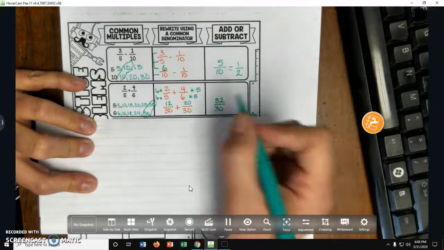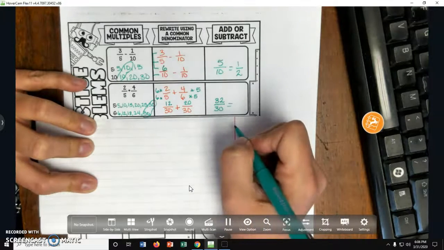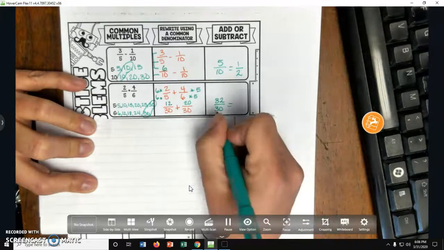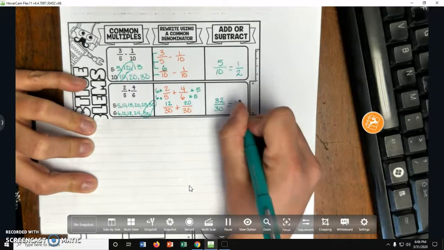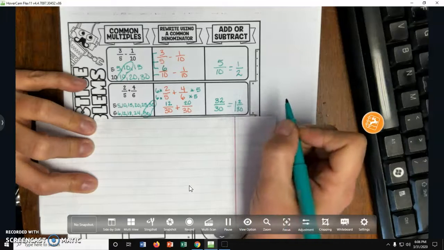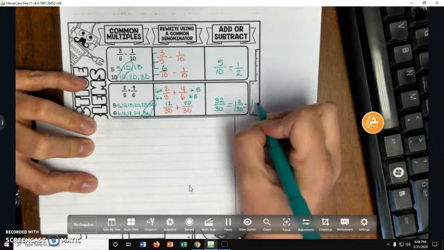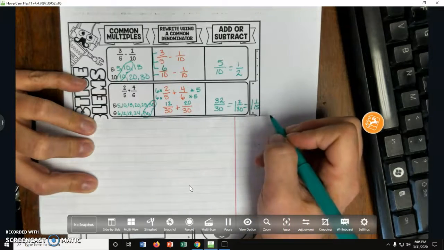Okay. Now we think about this. This is an improper fraction. My numerator is larger than my denominator, meaning this is bigger than 1 whole. 30 thirtieths is 1 whole. I have 2 thirtieths left over. 2 thirtieths reduces because both 2 and 30 are even numbers. So my final answer is going to be 1 and 1/15.